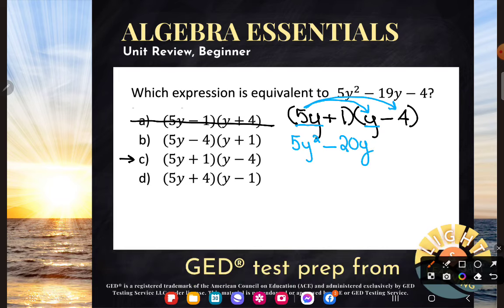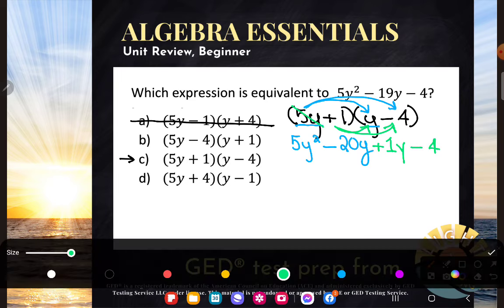I'm done passing out 5y, but I need to do the positive one. So positive 1 times y is, yes, just positive y, or positive 1y. They mean the same thing. And positive 1 times negative 4 is negative 4. Great. Once again, I see some like terms here.